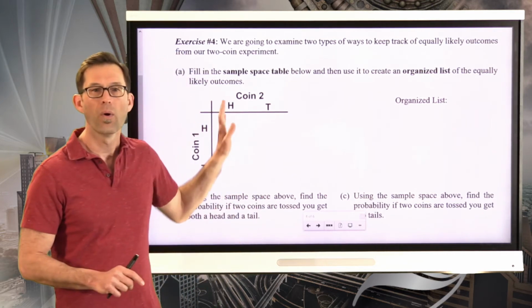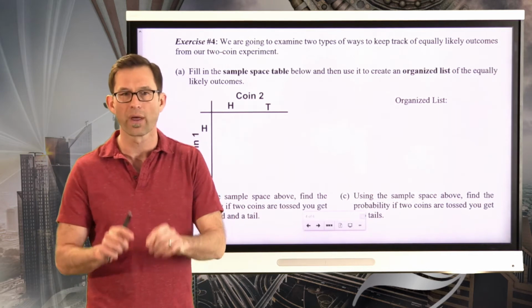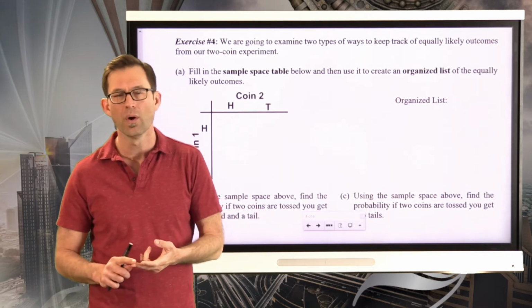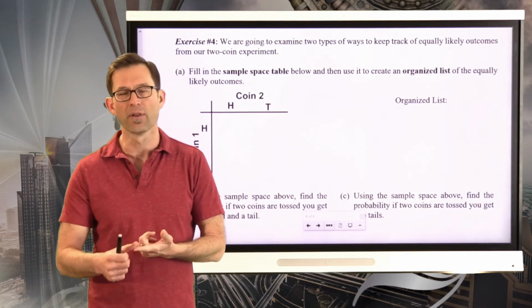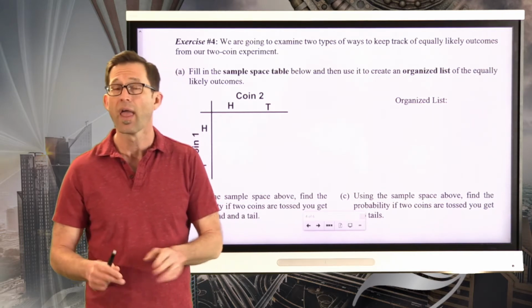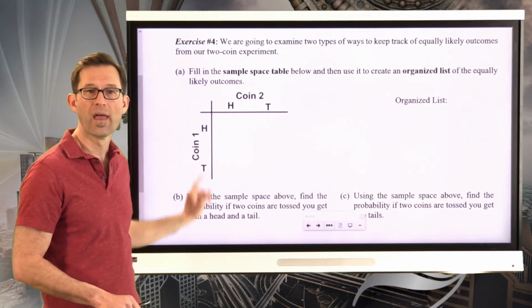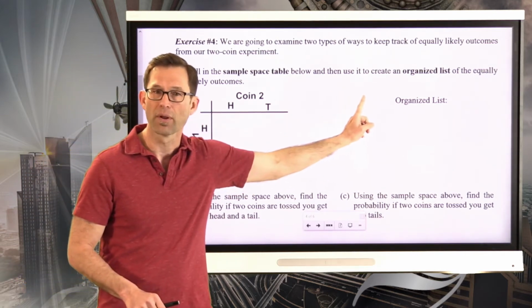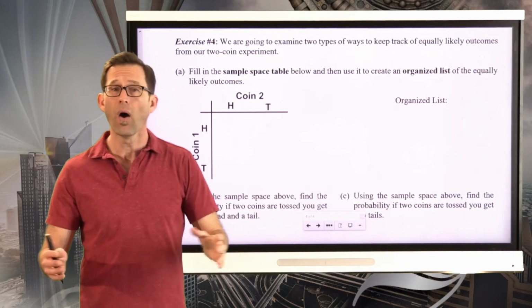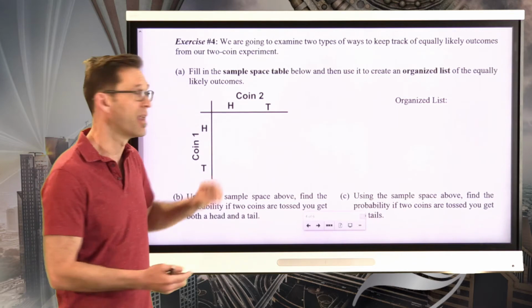Now, a sample space table. This is fantastic when you have just 2 things going on. Coin 1, coin 2, or maybe you roll a die and flip a coin, or maybe you spin one spinner and then you spin another spinner. And it's really nice because you list out all the ways one thing could happen, and then all the ways the other thing can happen, right? And then you can kind of say, oh, okay, so one way it could happen is if I got a head and a head, right?